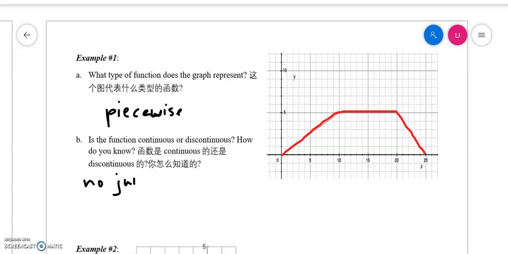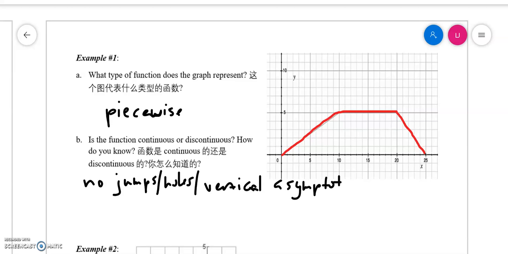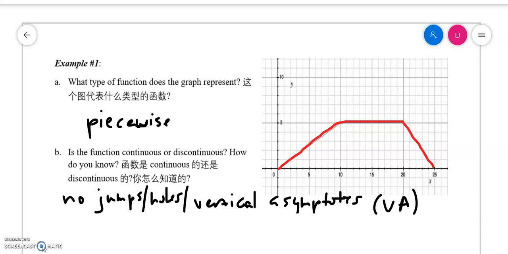No jumps, holes, or vertical asymptotes. And if you want to shorten vertical asymptotes, you could just write VA for vertical asymptote. So this is a definition I want you to use for now. No jumps, holes, or vertical asymptotes. And then again, in calculus next year, you will learn the formal definition.